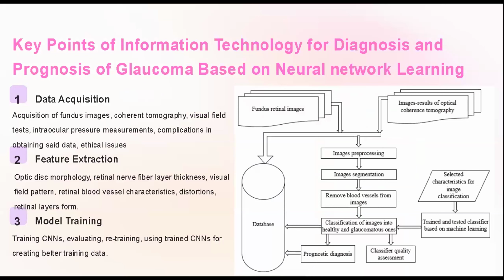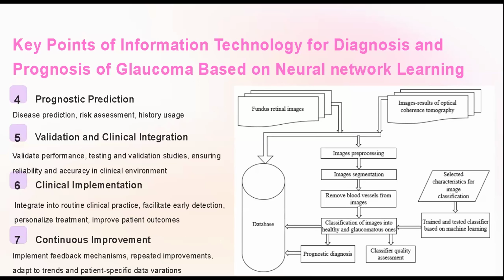Key points of neural networks information technology for diagnosis and prognosis of glaucoma are data acquisition. This is the hardest part of it. Second is feature extraction and model training. These are done locally on any computer that is capable of running such a thing. And the last four points are prognostic prediction, validation, clinical implementation, and continuous improvement. These are done after the neural network is deployed and then is continually improved.